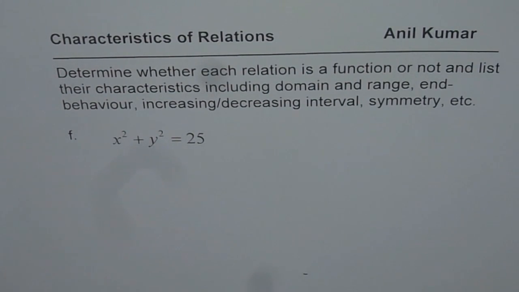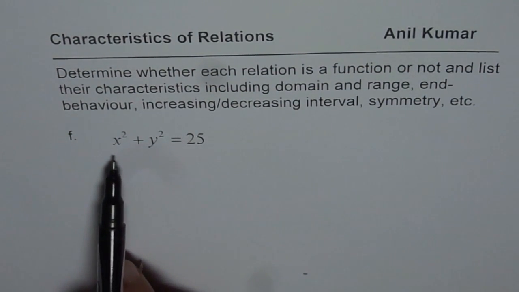Here is the sixth example from the set which we started with. The question here is to determine whether each relation is a function or not. That is the first part. And list their characteristics, including domain and range and behavior, increasing, decreasing intervals, symmetry, etc. So these are the things which we'll discuss about the characteristics.